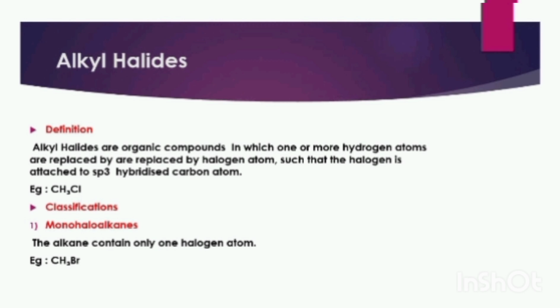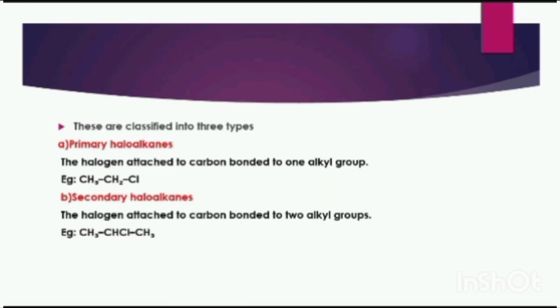Let us see the definition of alkyl halides. Alkyl halides are organic compounds in which one or more hydrogen atoms are replaced by halogen atoms, such that the halogen is attached to an sp3 hybridized carbon atom. For example, methyl chloride. Classification of alkyl halides. First one is monohaloalkanes. The alkane contains only one halogen atom. For example, methyl bromide.